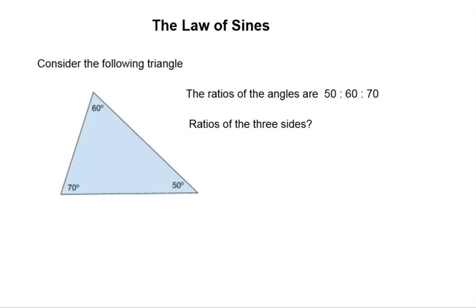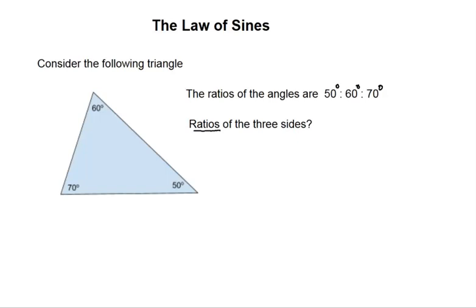So the first curiosity that I want to look at is what if we look at the ratios of the three angles, and are the ratios of the three sides going to match also? By the way, let's remember to put that degree symbol on these numbers. It's going to be important when we're determining angles versus sides.